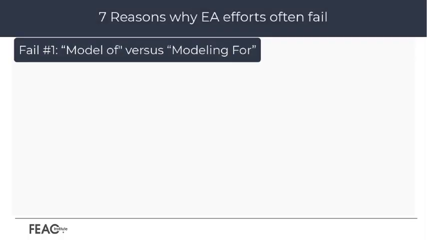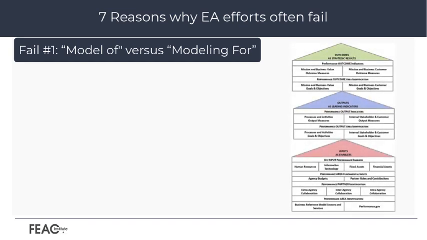Fail number 1. Models of versus modeling for. This error is common where there is no clear relationship to mission or business outcomes. This fail often occurs when the team has created models of something but do not necessarily have a clear understanding of the purpose for which they are modeling for. Architecture that does not address a set of stakeholder concerns often results in low perceived value by those stakeholders.